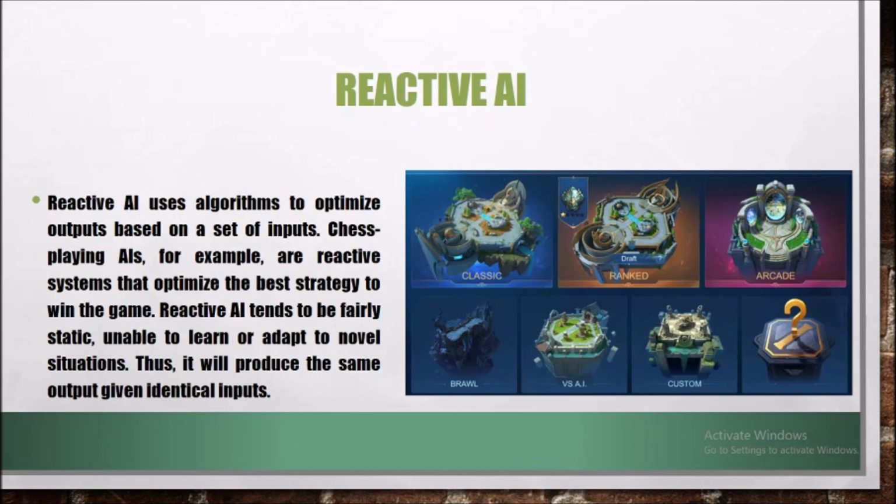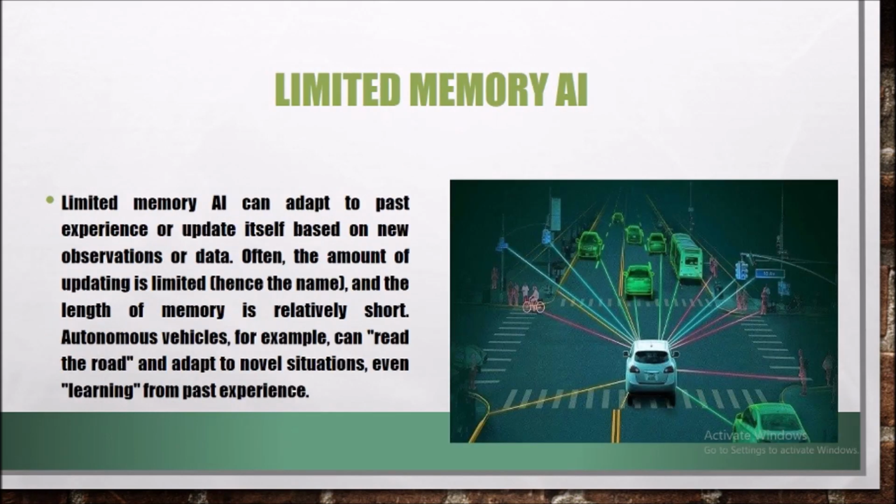Alright. Next, after reactive AI, we have limited memory AI. So what is limited memory AI? Limited memory AI can adapt to past experience or update itself based on new observations or data. I think this is part of what I have mentioned a while ago. It's supposed to be in this part. Often, the amount of updating is limited and the length of memory is relatively short. So autonomous vehicles, for example, can read the road and adapt to novel situations, even learning from past experience.